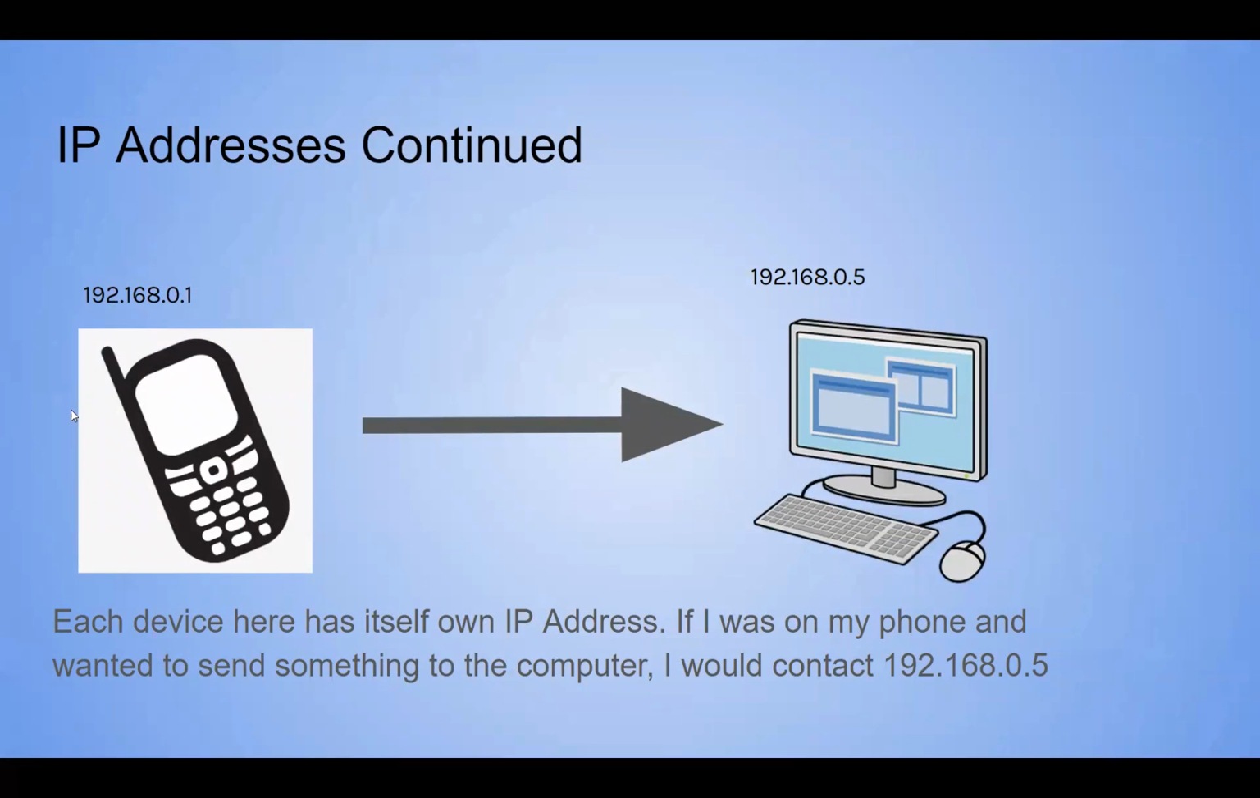In this example, this phone has an IP address of 192.168.0.1. This is what all IP addresses look like, with 4 numbers that are separated by periods. And this phone wants to talk with this computer, which has an IP address of 192.168.0.5. Since IP addresses are used like identifiers, when it's communicating, the network will know, oh, this phone wants to communicate with this computer, since I know that 192.168.0.5 is the identification for this computer.